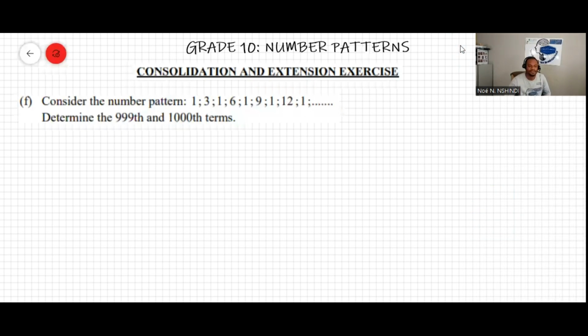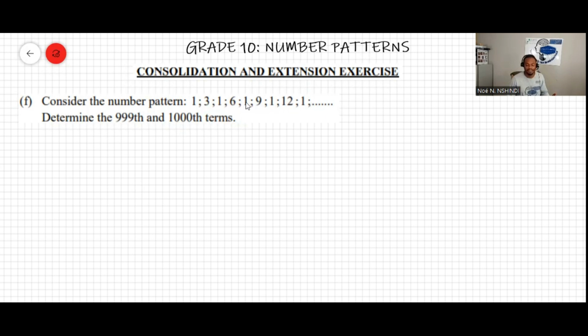Well, the question says, consider the number pattern 1, 3, 1, 6, 1, 9, 1, 12, 1, etc. Determine the 999th term and the 1000th term. Okay. You can notice that this pattern here is like 1, 3, 1. Always like that. So all the odd terms are 1, and the even terms follow a linear pattern.